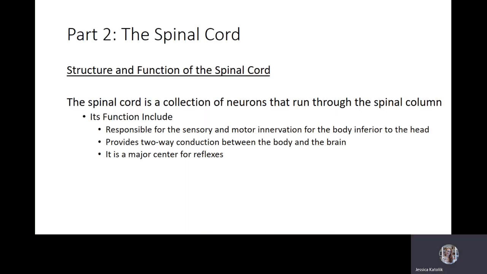So what is the spinal cord first and foremost? The spinal cord is a collection of neurons that are going to travel up and down the spinal column and connect the peripheral nervous system and the brain. So one of the functions of the spinal cord is to innervate the body, anything below the head. So it's going to innervate sensory and motor neurons, and so it's going to help process that information.